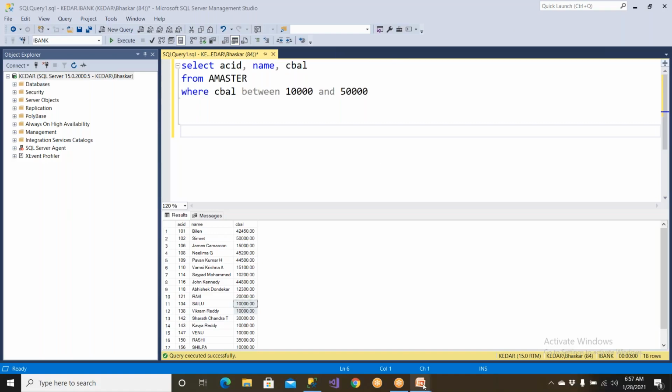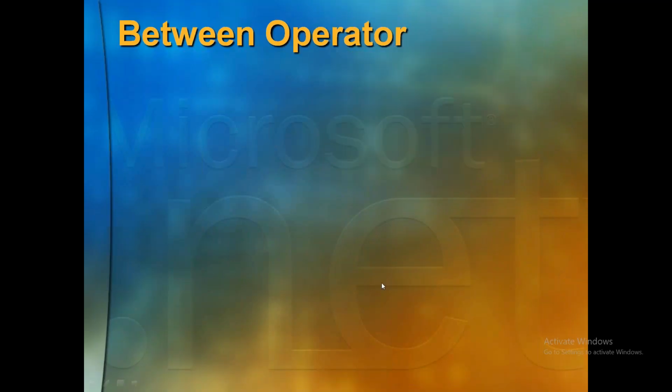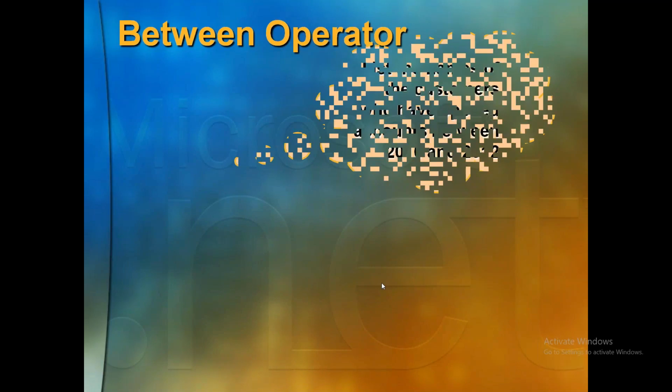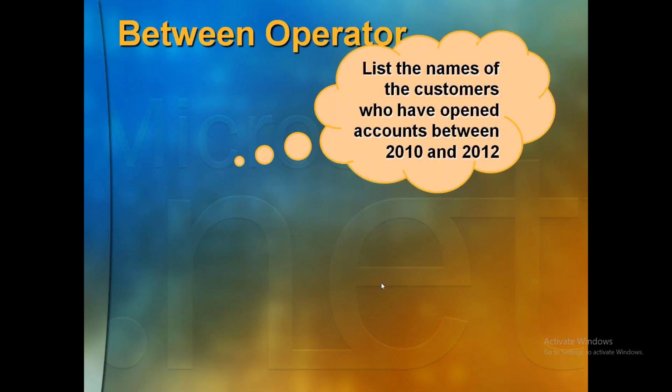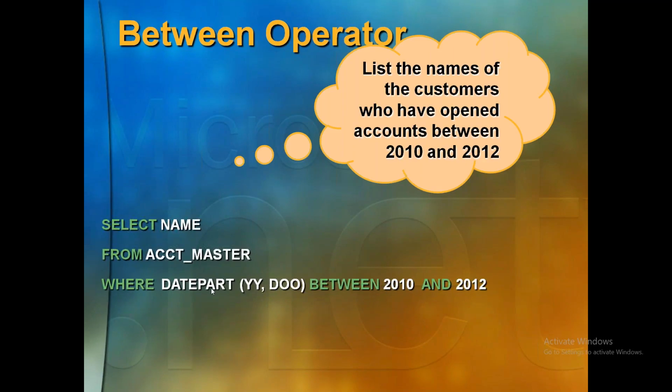Let me give you one more question: list the names of the customers who opened accounts between 2010 to 2012. Clear? If you need only the year number, you must write a DATEPART function. So with DATEPART yy, you will be able to get the year number between 2010 to 2012.